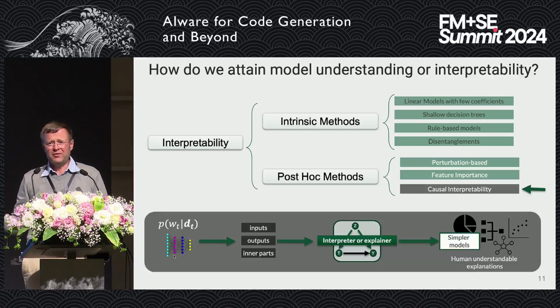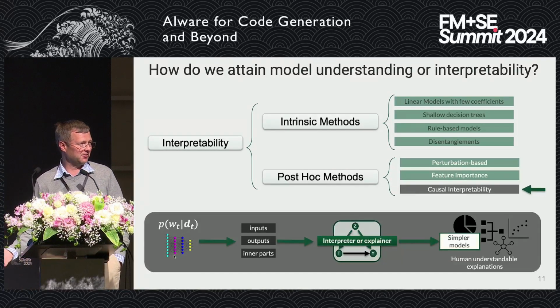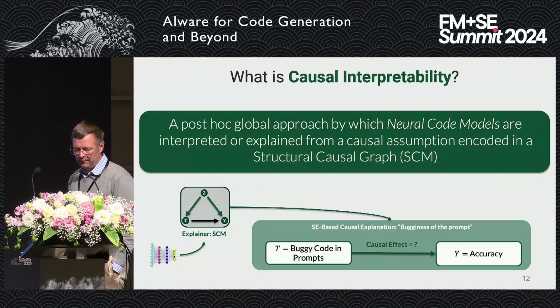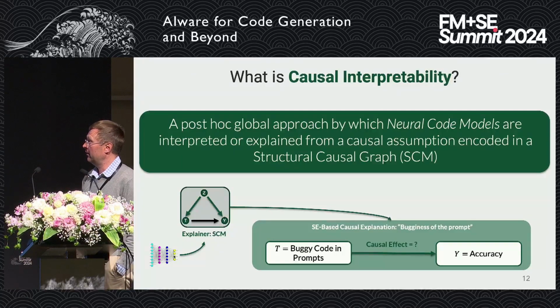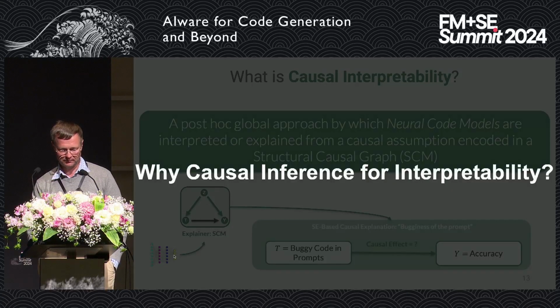The beauty there was that interpretability was literally embedded in the model, right? You could get a clear understanding why the model is making that decision just by looking into the rules, right? That's not necessarily the case with large language models, right? So this is where causal inference comes into play. So in our case, causal interpretability, we define it as a post hoc global approach by which neural code models are interpreted or explained from a causal assumption encoded in a structural causal model or a graph.